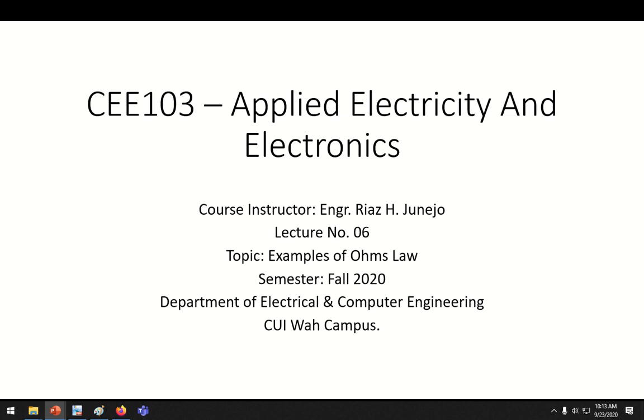Course code is CEE103. This course is being offered by the Department of Electrical and Computer Engineering, Comsat University, Islamabad, VAR campus for the semester of fall 2020. This is a series of lectures, and today we are going to record lecture number 6. In this lecture, we are going to discuss numerical examples related to Ohm's law. Again, for the students' information, these video lectures are being prepared from the textbook Fundamentals of Circuit Analysis by Alexander Sadiku.